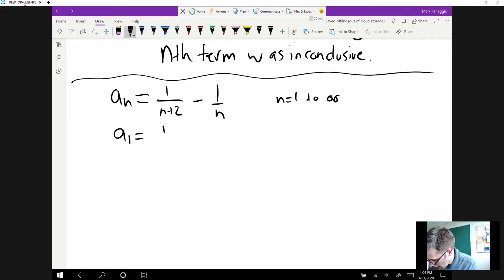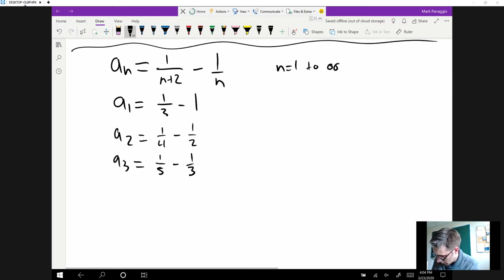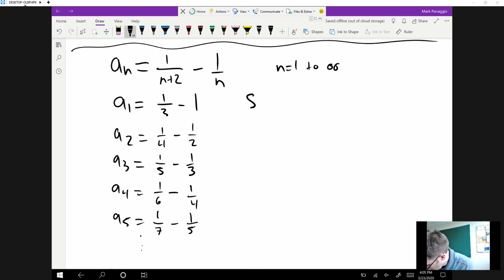A1 would be equal to 1 over 1 plus 2, so 1/3, minus 1 over 1. A2 would be equal to 1 over 2 plus 2, 1/4, minus 1 over 2. A3 would be equal to 1/5 minus 1/3, and we'll keep going. A4 is going to be 1/6 minus 1/4. A5 would be equal to 1/7 minus 1/5, and so on. All right, so let's find our partial sums now. Those are the things we're adding up. The partial sums mean we add up all of them up to the subscript.